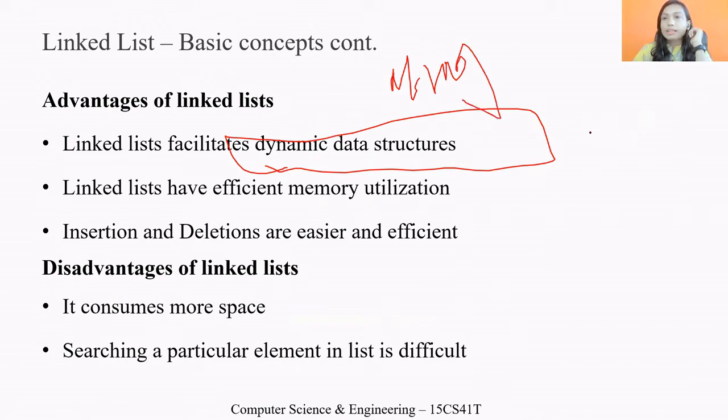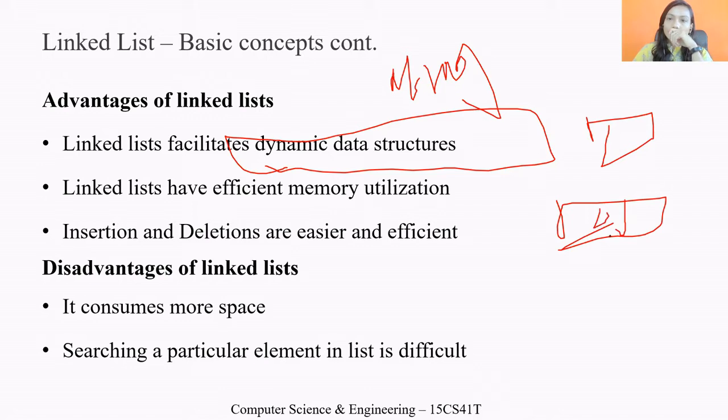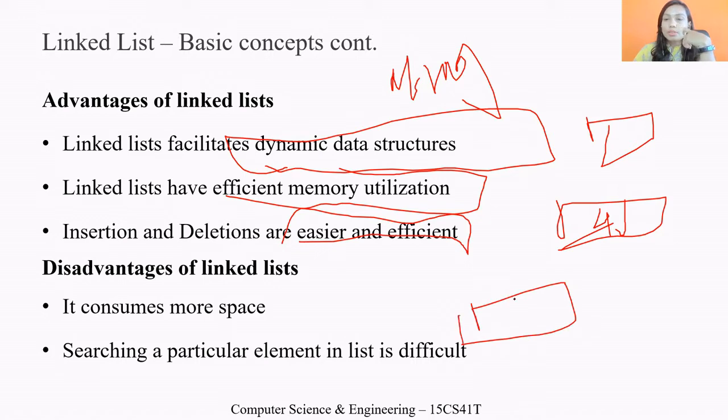Here what will happen? A linked list is a collection of nodes. So when I want to store one data, one node will be created and the data will be stored in that. It will have efficient memory utilization. Insertion and deletion are easier and efficient because whenever you want to insert, you can get a free node and insert, and memory also will be efficient.